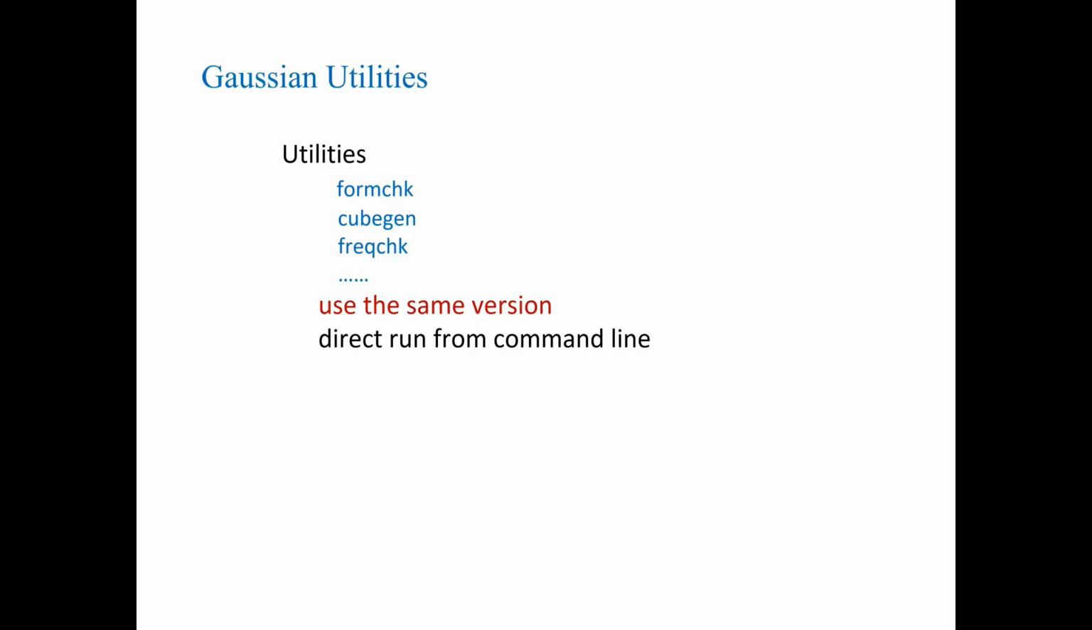And then there are the Gaussian utilities, which include quite a few. The common one I think is used is formchk. The chk file on the cluster is in a Linux format, and you want to transfer it to Windows format. You can use it to generate a cube file, and you can check frequencies or something. The only thing I want to mention here is that you need to use the exact same version. You can run this command from the command line. Because it's quite short, you don't need to submit it as a job. What you need is the exact same version, otherwise you will get errors.